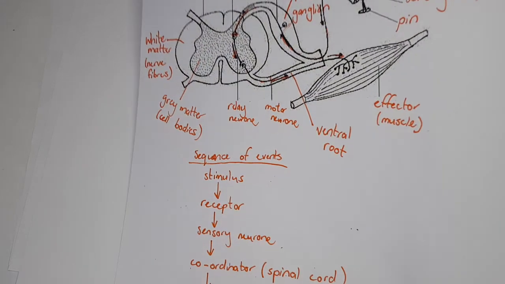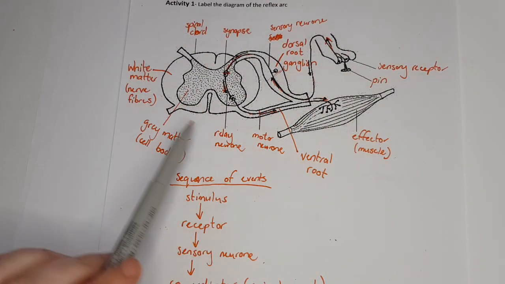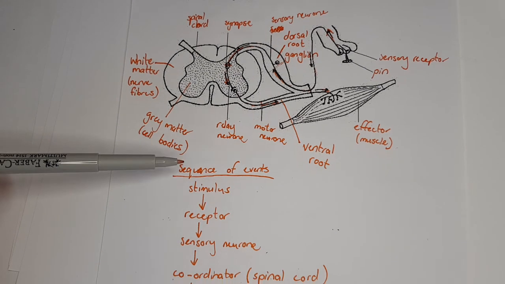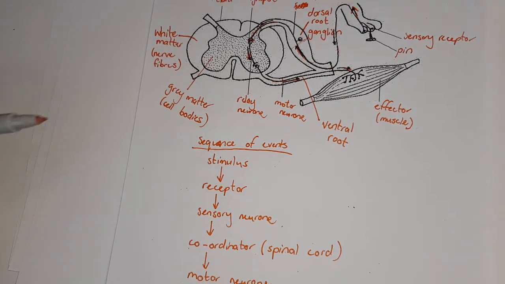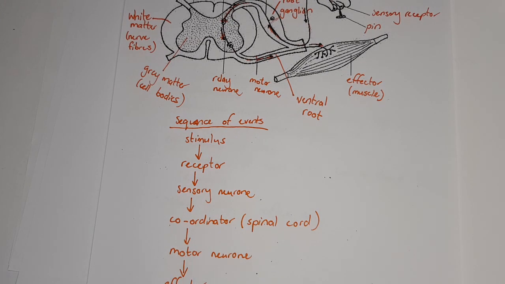Okay, so that is all we need to know about nerves. As long as you can label a reflex arc, know the sequence of events, as well as what happens in a synapse, that's everything that we need to know.